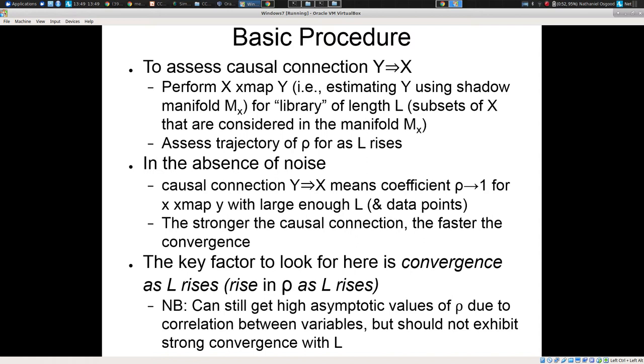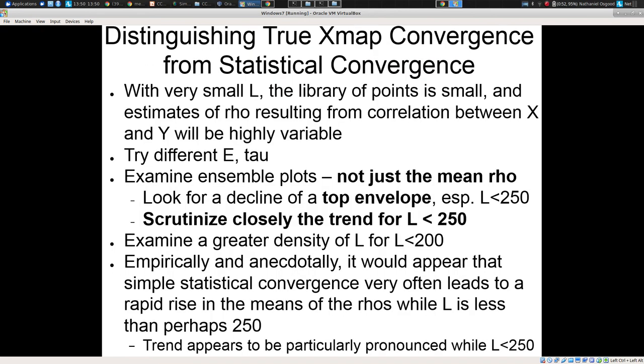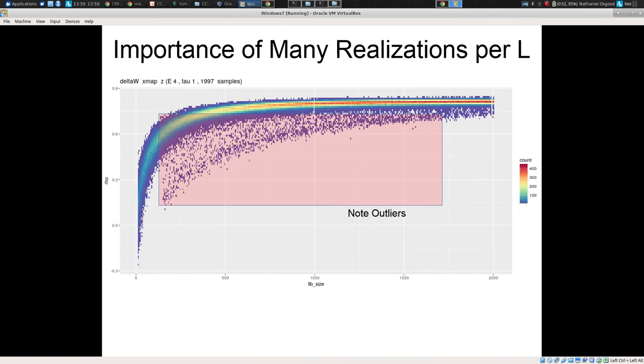And here we will be looking specifically at how rho changes as L rises. Fortunately, there's a library that does this for you within R. It's called rEDM. And in fact, I have gone through its code and critiqued it a little bit. There was a bug that comes in for certain values of E, it seems. You'll see it, but it comes up occasionally. It's very obvious.